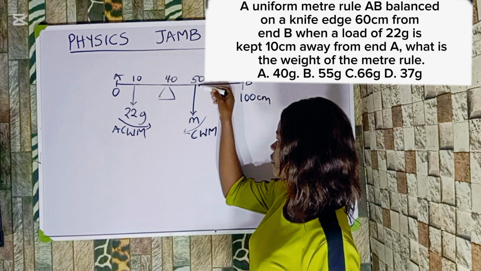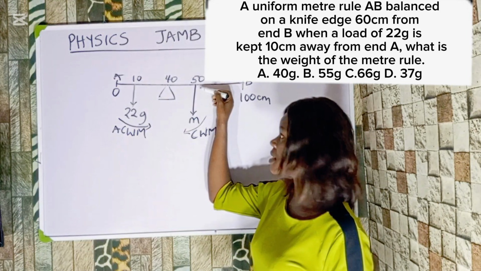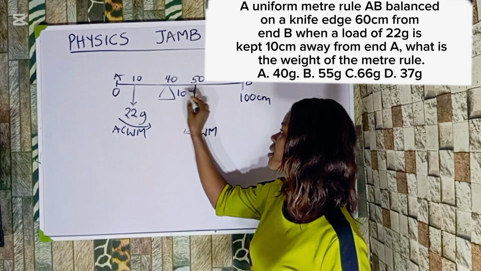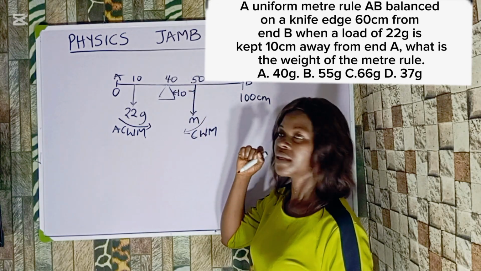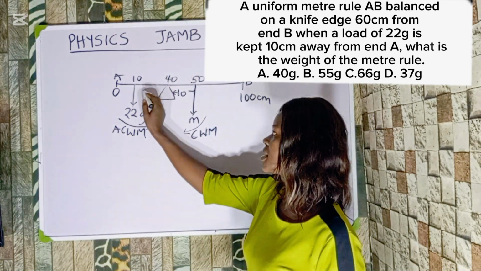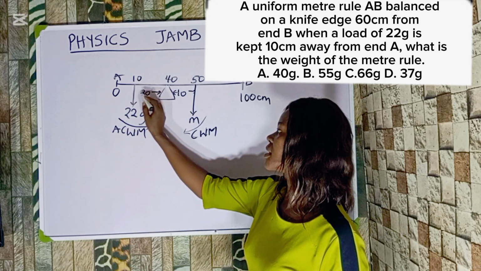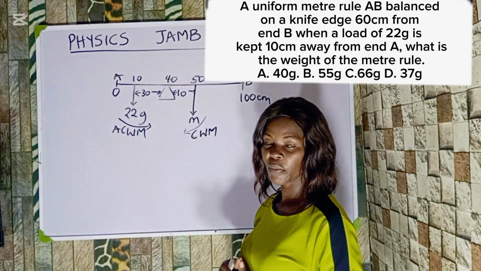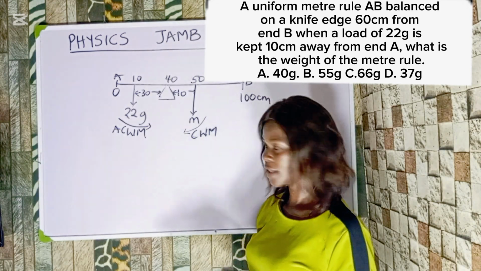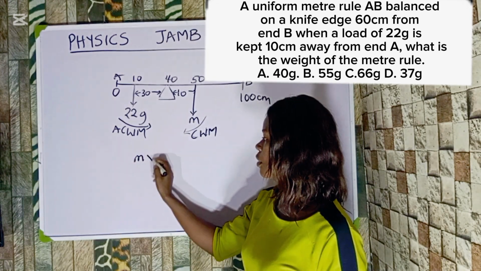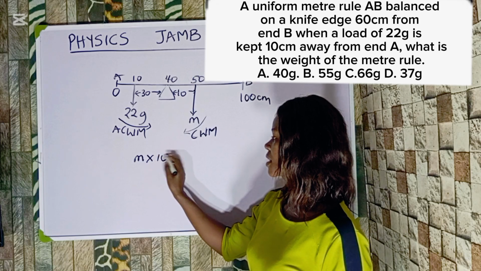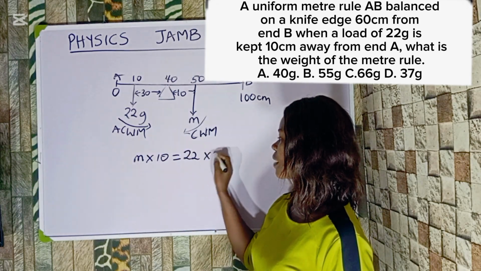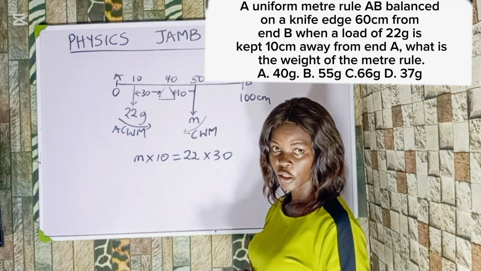Now the distance from this to this is what? That is 50 minus 40, which is going to give us 10. Do you understand? Now the distance between 40 and this is going to give me 30. Do you understand? So let's go. You know that moment is the force multiplied by perpendicular distance. So this is m multiplied by distance, which is 10. Then it equals this, 22 multiplied by 30. Do you get it now?